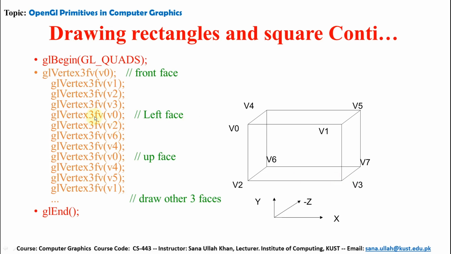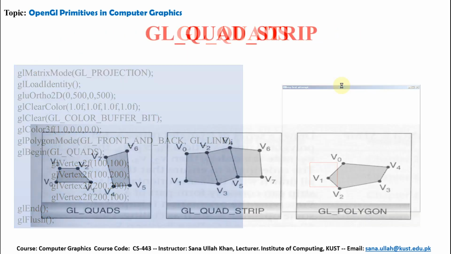Left face vertex 0, 2, 6, and 4. This is the left, and this is the right face. Up face, this is the up face, and it means starting from vertex 0, 4, 5, and 1. And the right face is vertex 1, 5, 7, and 3, and so on for all the other faces. So this is the result.